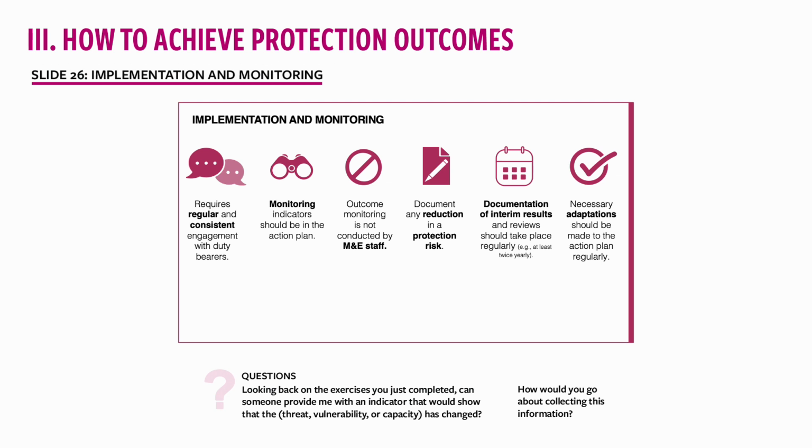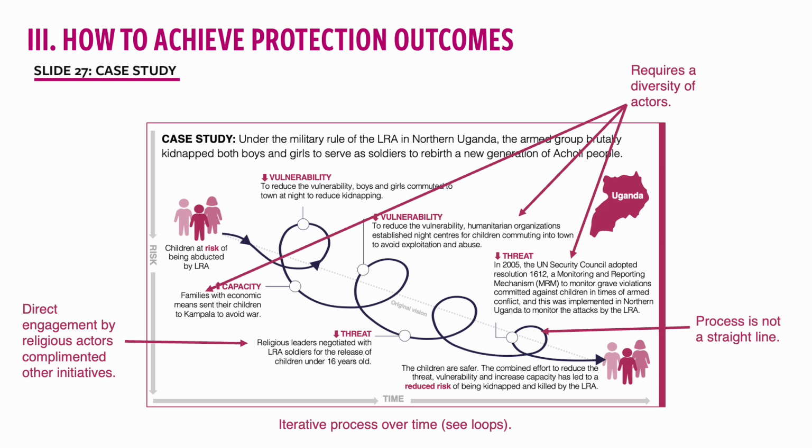Developing indicators that can be used to compare progress over time can help this process and should be included in the action plan. It is suggested to ask the small groups what indicator they could use to indicate progress was being made in the exercise they just completed. This is a real case example from Uganda, which shows how different actors came together and collectively achieved a protection outcome. I've highlighted the key points on the slide.